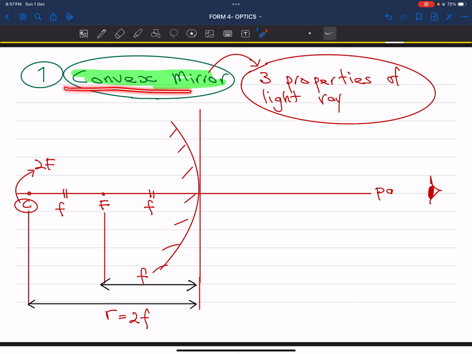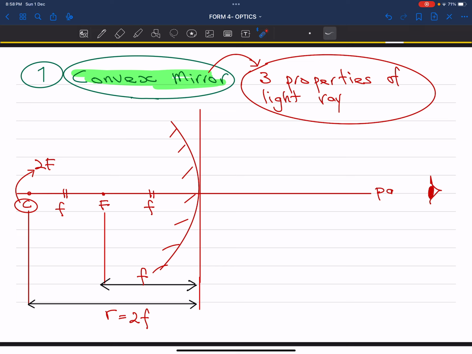I said that a convex mirror, the one I highlight, is part of a sphere, and that sphere must have the center of curvature C. And I said in the previous lesson, the distance between the C and the vertical line representing the convex mirror is R. And then we have this horizontal line passing through the C, called the principal axis.